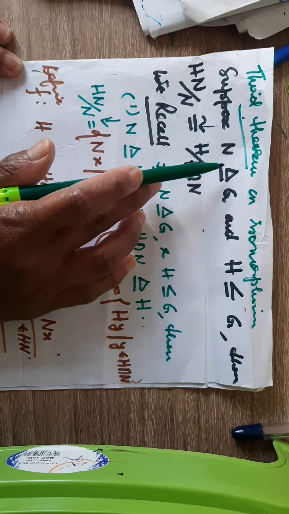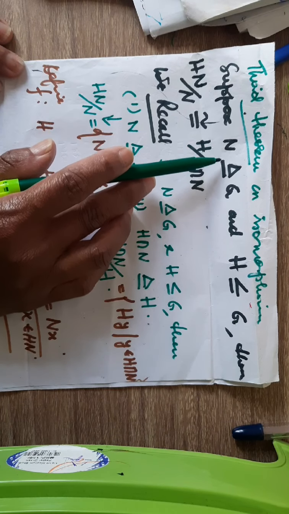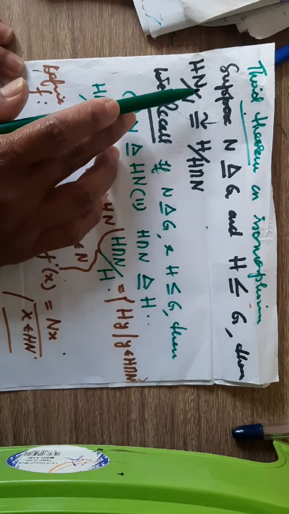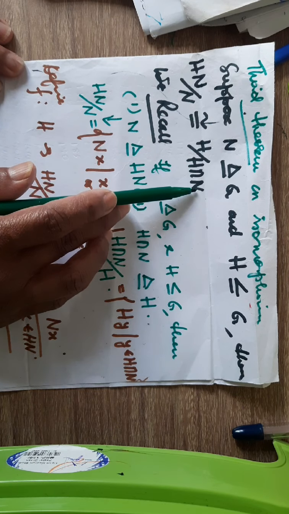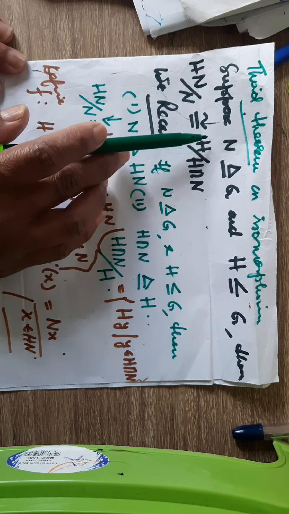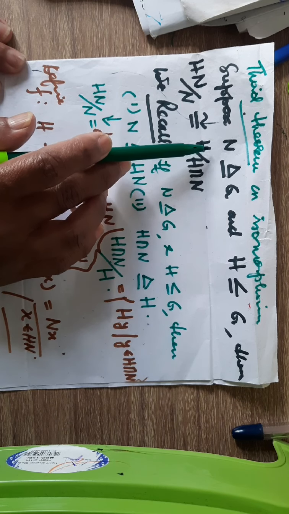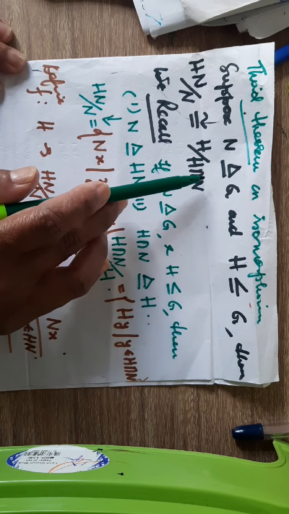Okay, now we'll discuss the third theorem on group isomorphism. The statement is like this: suppose N is a normal subgroup of G and H is just a subgroup of G. Then in that case we need to show that HN/N is isomorphic to H/(H∩N), which means that there must exist a mapping f defined from H/(H∩N) to HN/N, which is one-one, onto and a homomorphism.